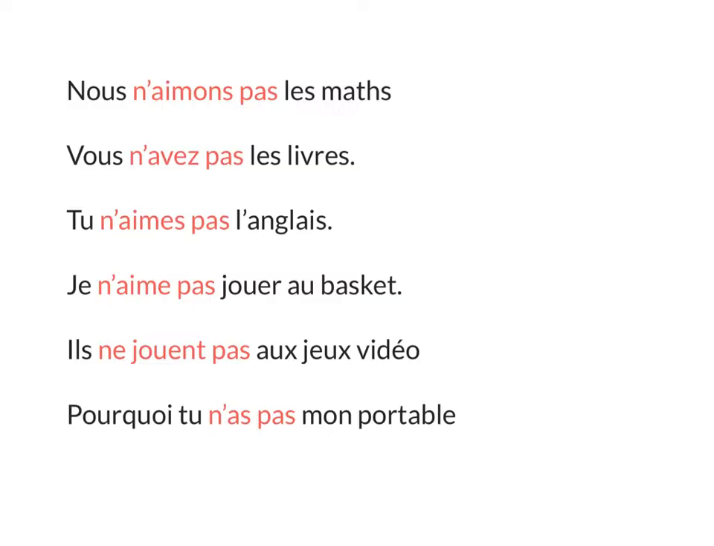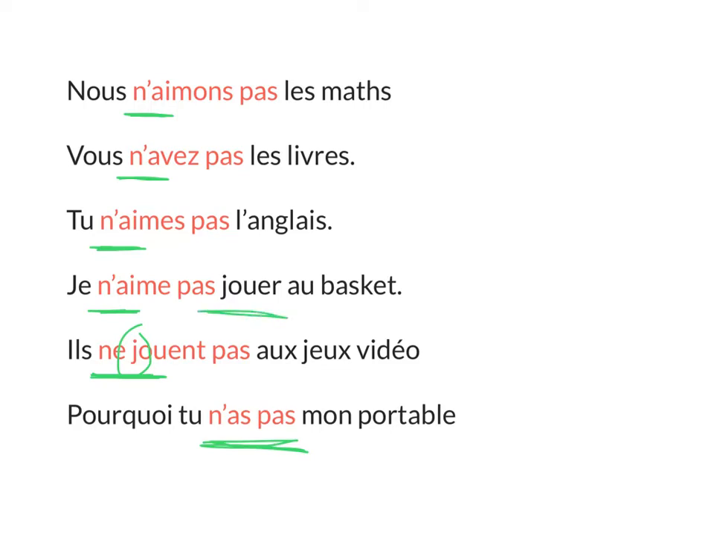So for number 2, you should have said nous n'aimons pas. Remember, you want to use the n apostrophe, les maths. And then vous n'avez pas, again with the n apostrophe. Tu n'aimes pas, again with an apostrophe. Je n'aime pas, again with apostrophe. Il ne joue pas. So here, you actually can't use an apostrophe because of the J. So remember, we can't use that. And then the last one, tu n'as pas. Okay. And then going back up here, je n'aime pas jouer.